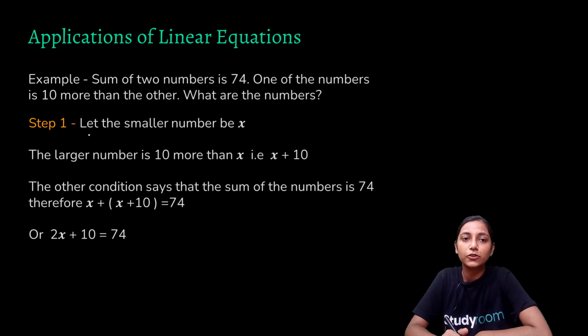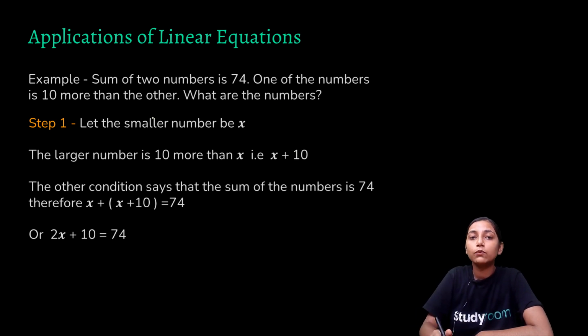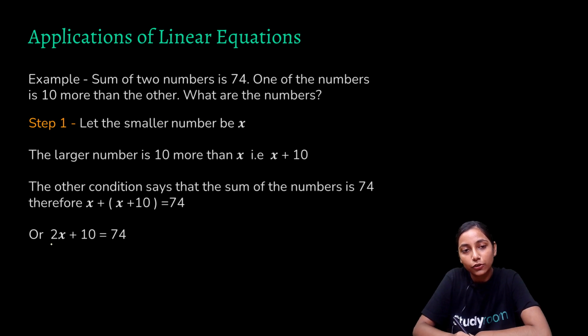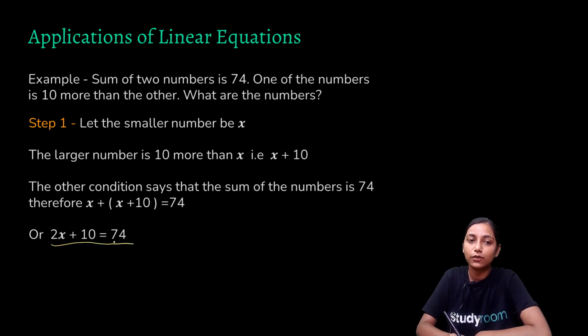Our first step is going to be that we take the smaller number to be x. We let the smaller number be x, the larger number is going to be 10 more than x. What does that mean? It means that the larger number, the second number, is going to be x plus 10. What does the other condition say? It says that the sum of these two numbers, that is the sum of x and x plus 10, is going to be 74. So x plus x plus 10 equals 74, and we get the equation to be 2x plus 10 equals 74.